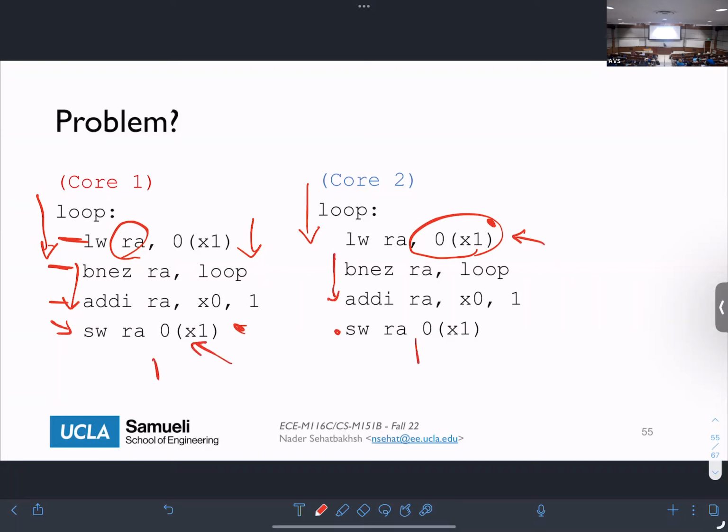And this happens, we also write 1. But at the end of this, both of them think that they have the lock. The reason that both of them think that they have the lock is that there could be reordering between them. There is no notion of exclusiveness here. Although the code kind of makes sense, right?